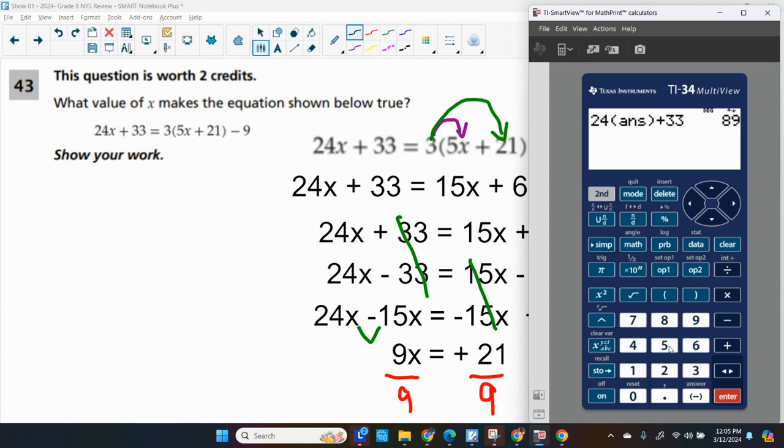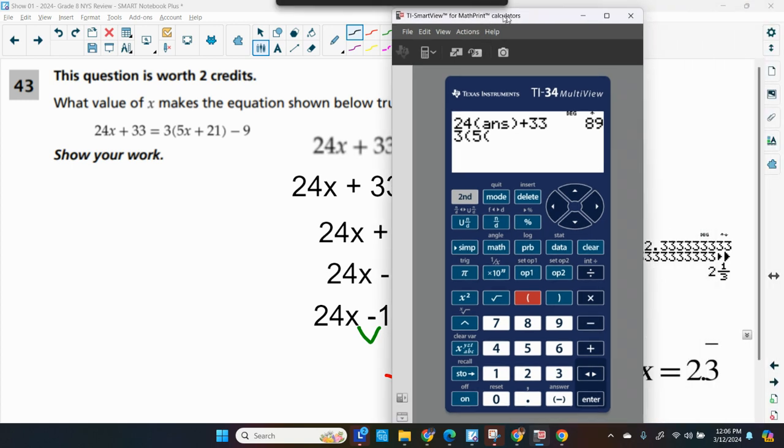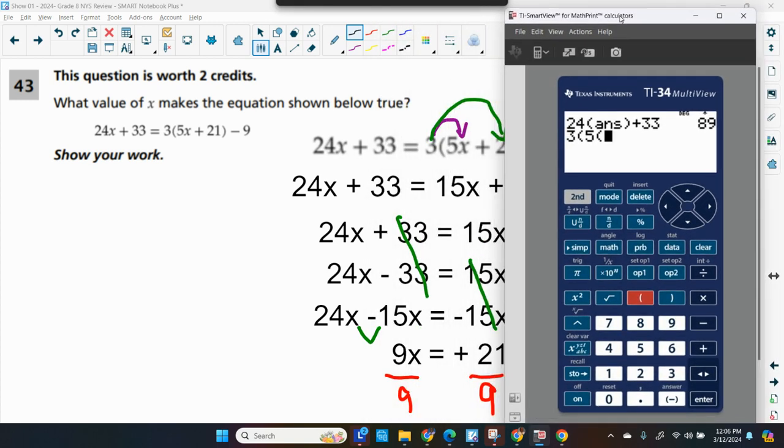All right. So let's go to the other side. And I'm going to type 3 parenthesis 5 parenthesis, and let's see, what was that? 2 1/3, I think. Yeah, 2 1/3. So I'm going to type that into my calculator.